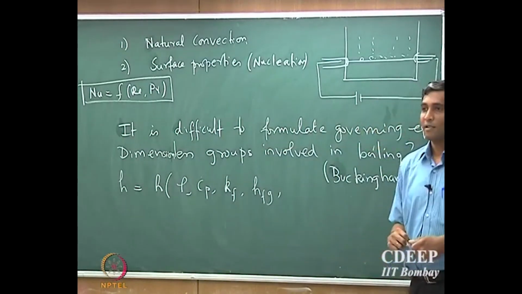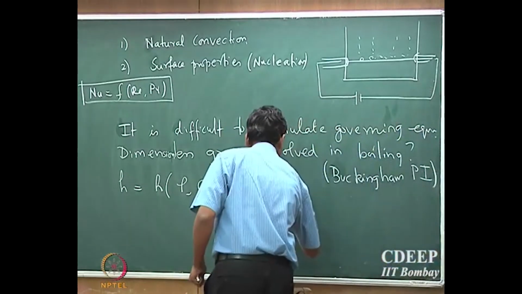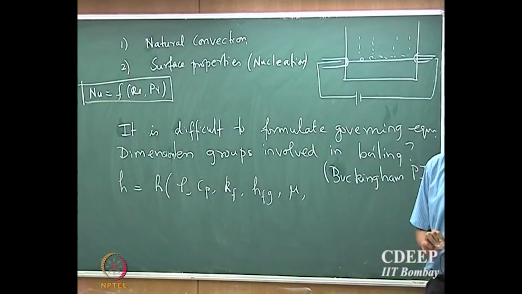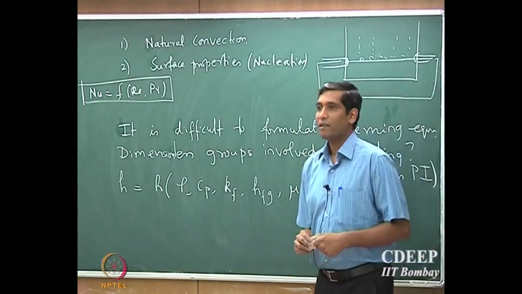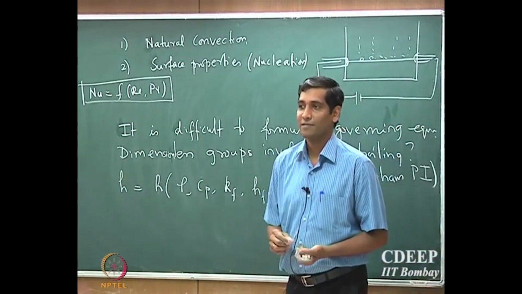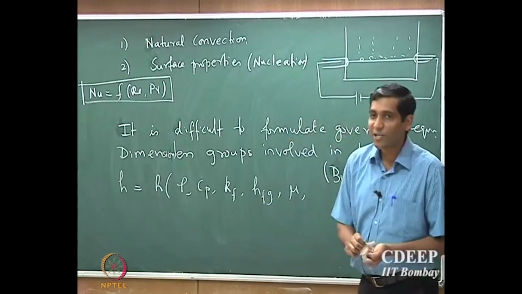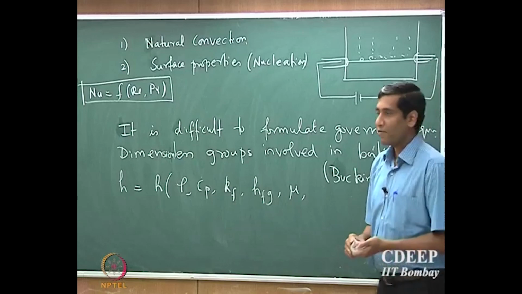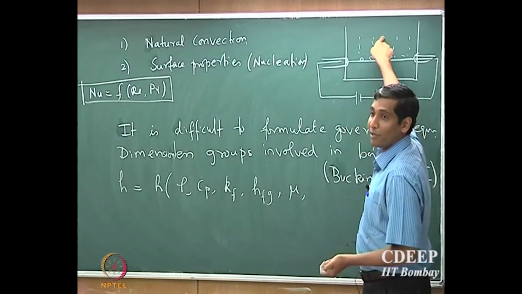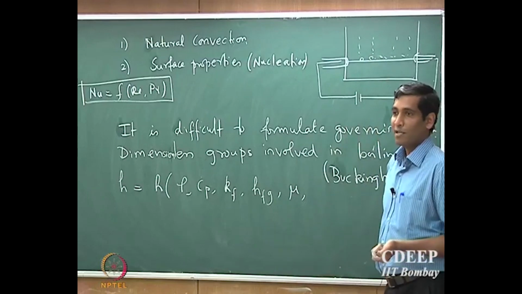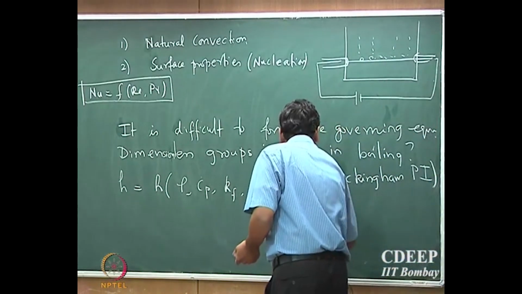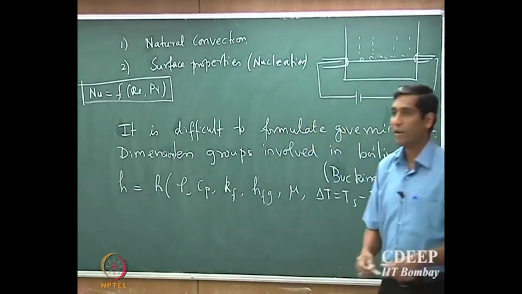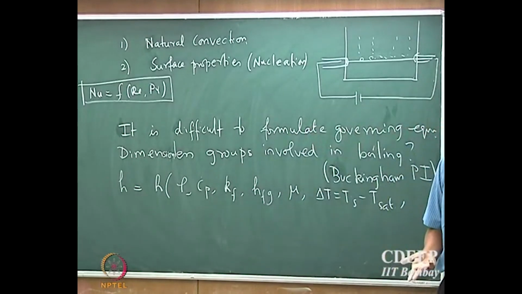So we got 4. Viscosity, why? Because of natural convection. Then temperature. What temperature? Is it the surface temperature? Remember that we are looking at the amount of heat that is transported. So it depends upon the temperature difference, which is the difference between the surface and the saturation temperature. That's the boiling point of the fluid.